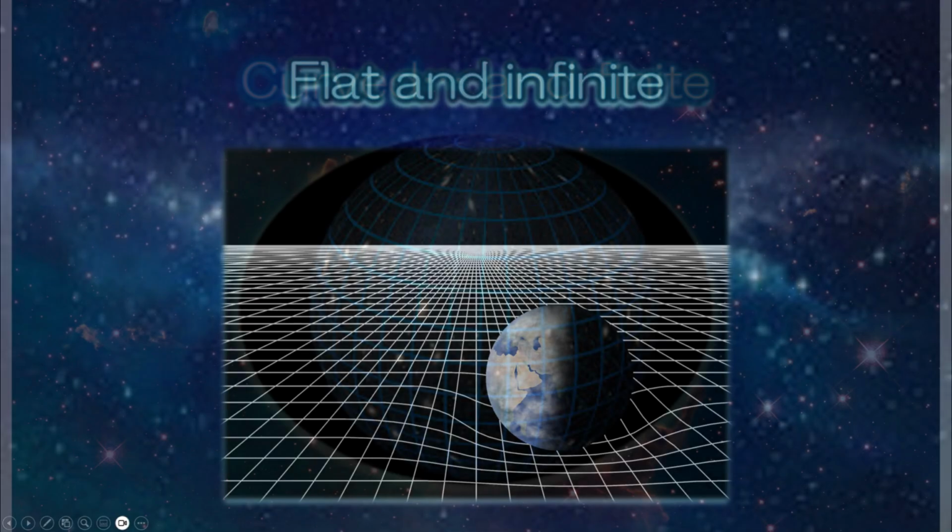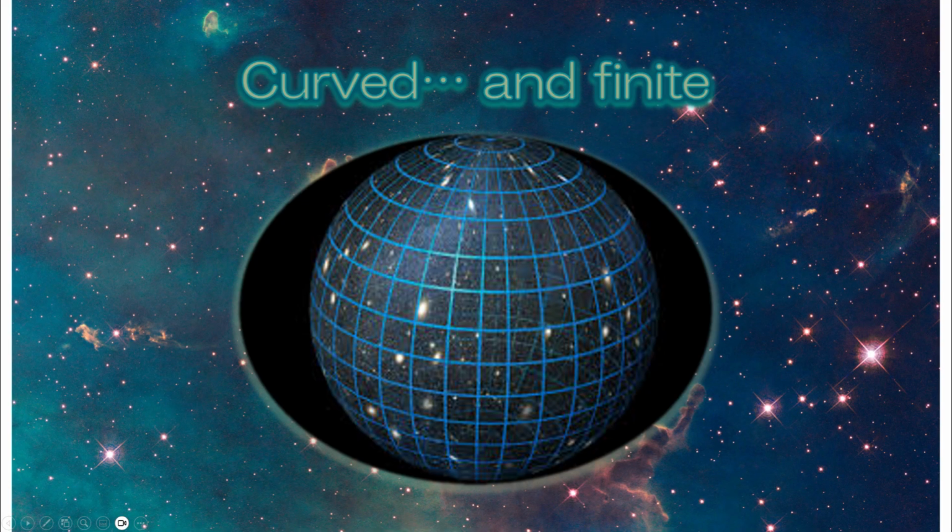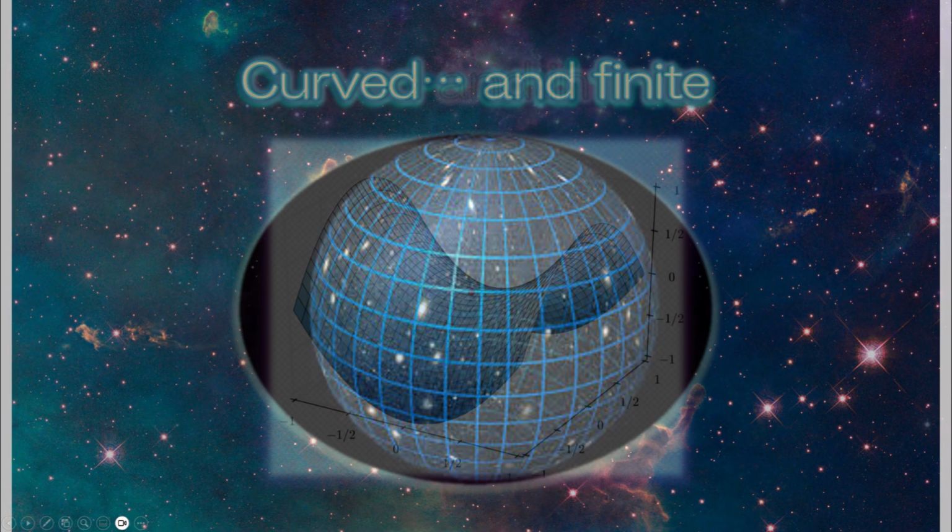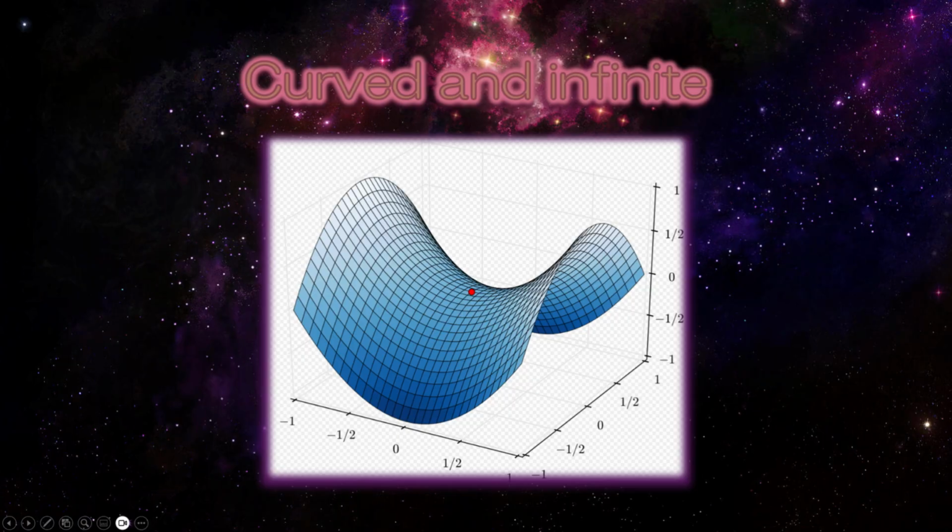It could be curved and finite, meaning that it would have to have a positive curvature, making it a sphere. This would make it finite, but it would not have a boundary. It could be curved and infinite, meaning it would be the opposite, having a negative curvature like the hyperbola, and would be therefore infinite.